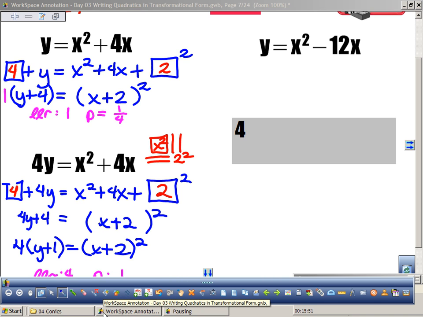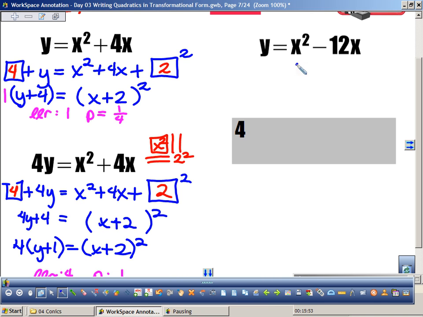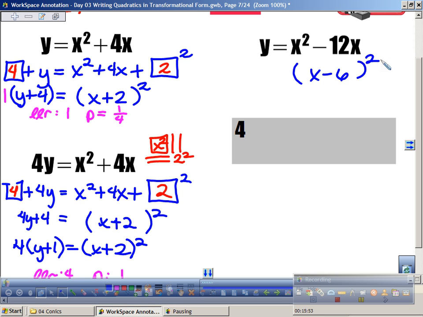Okay. So I immediately visualize this as being x minus 6 squared. How many of you did that? Some of you? Okay, I'm going to go back and not skip steps. But I knew if I had to add 6 squared to this side, I'd have to add 6 squared to this side.